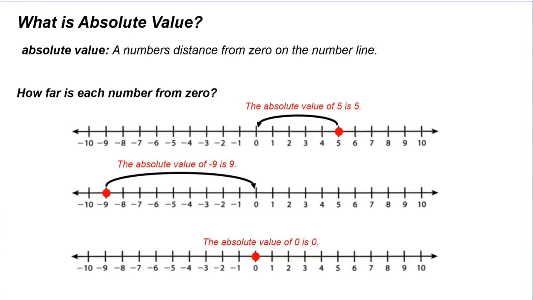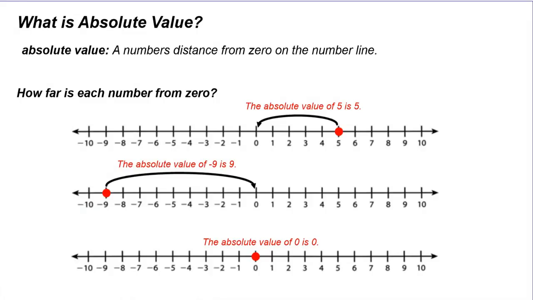What is absolute value? Now here's our definition. Absolute value is a number's distance from zero on the number line. So it's a very, very basic thing. It's a number's distance from zero. Now, when we think about distance, what kinds of numbers do we use to describe how far away something is?